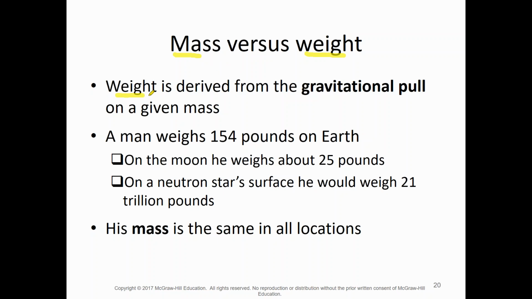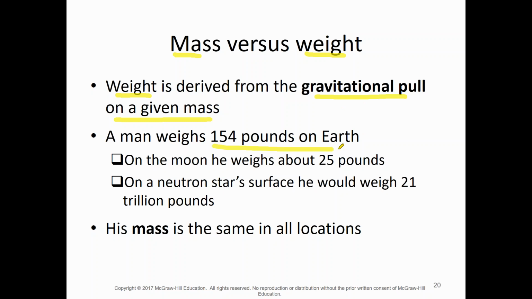However, weight does change. Why? Because your weight is derived from the gravitational pull on a given mass. So weight is a force of gravity between you and whatever object you're standing on. We're on the Earth, so we're experiencing a gravitational pull between us and Earth. That gives us our weight.